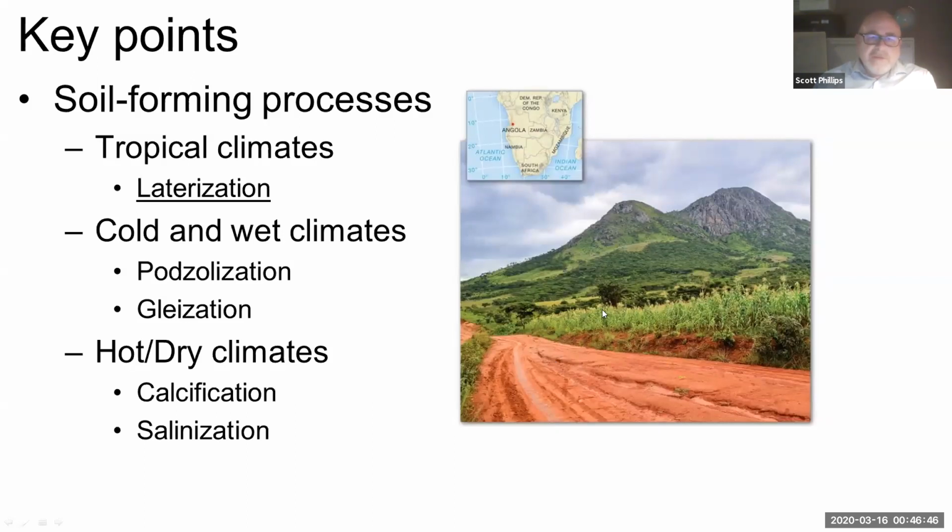Lateralization is something that happens in tropical environments where there's a lot of rainfall and a lot of nutrients get washed out and leave behind things like iron. And that makes the soil this red, rusty color.